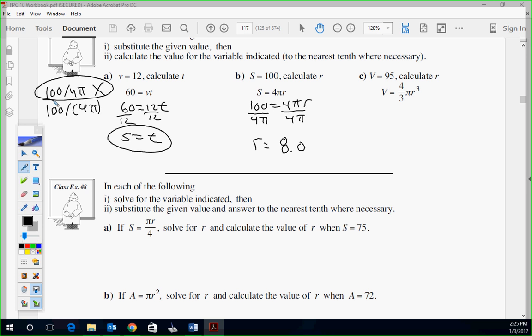Next one, so V is 95, so we put 95 there for V. What's that? You didn't get it? Okay, I'll come look at it in 1 second. Okay, so for this one here, we're going to go 95 divided by 4/3 to start. Make sure you put a bracket in your calculator to do that. So you should get 95 divided by 4/3. Okay, so what's this? Can somebody do that for me?